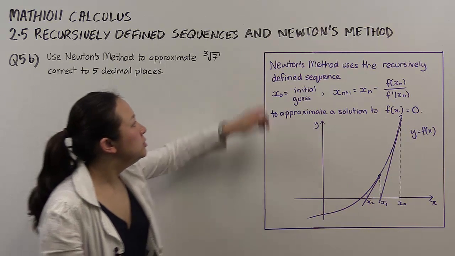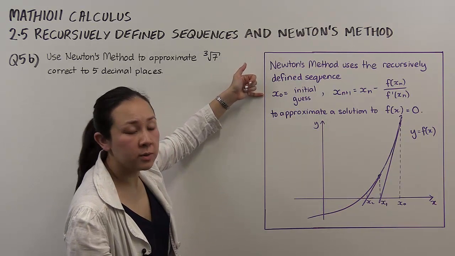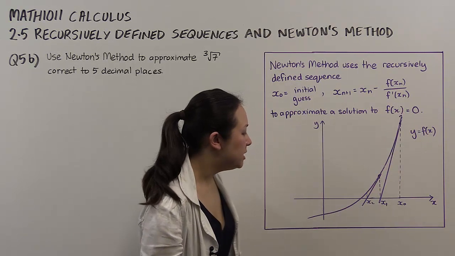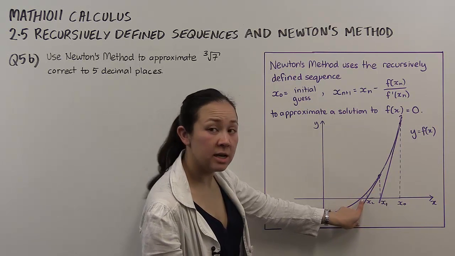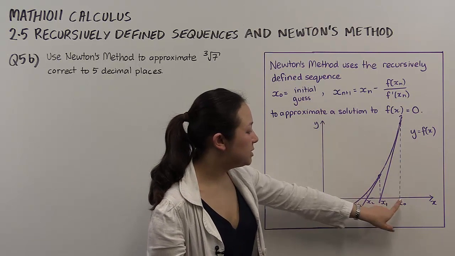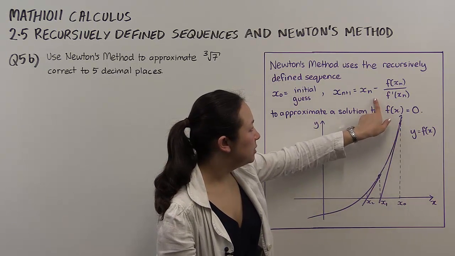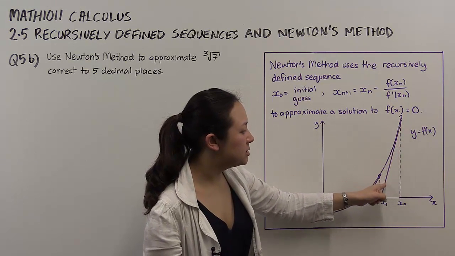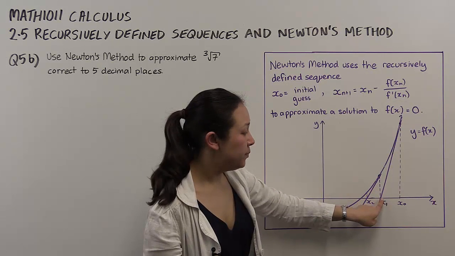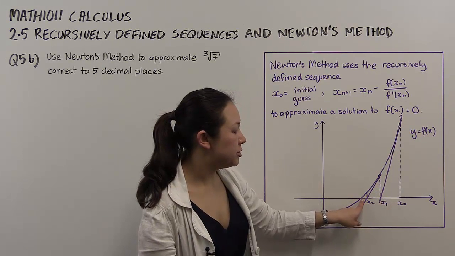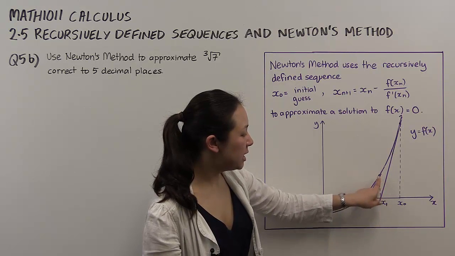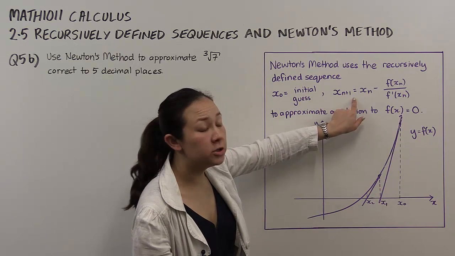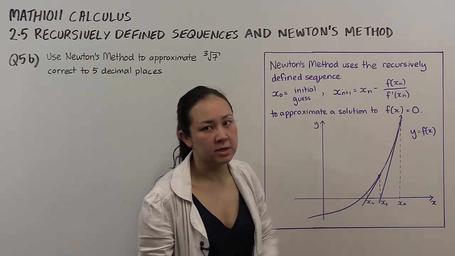So recall that Newton's method uses this recursively defined sequence and it's approximating a solution to f of x equals 0. So the idea is f of x equals 0 is this x-intercept here. If we have an initial guess, then we can use this formula here. This formula is telling us where the tangent at that initial guess meets the x-axis again, and that's closer to this root that we're trying to approximate. If I do it again, I get even closer to the root that I'm approximating. And so this is going to converge towards the solution to f of x equals 0.